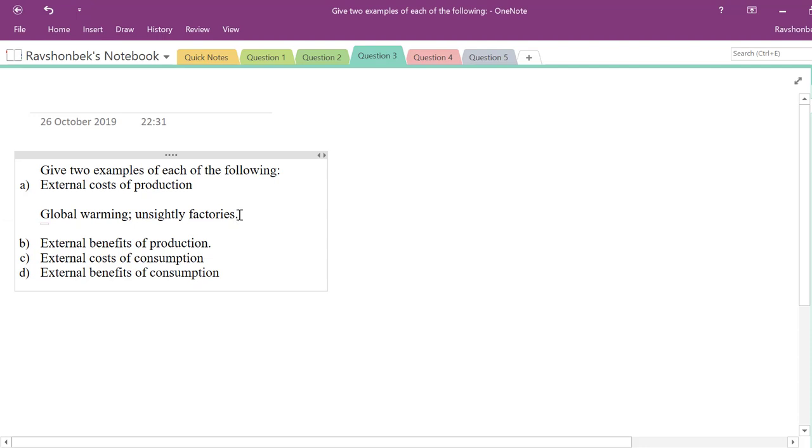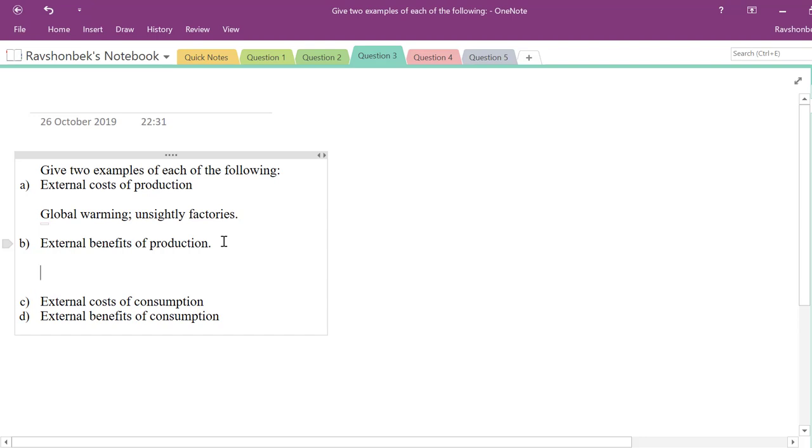These unsightly factories basically cause this cost, or visual cost, in other words. It just distorts the nice view that otherwise could have been enjoyed if these factories were not there. Yeah? The nice vision that could have been enjoyed is destroyed by these unsightly factories. Their smoke creates all this environmental damage, and also creates visual damage to otherwise beautiful places.